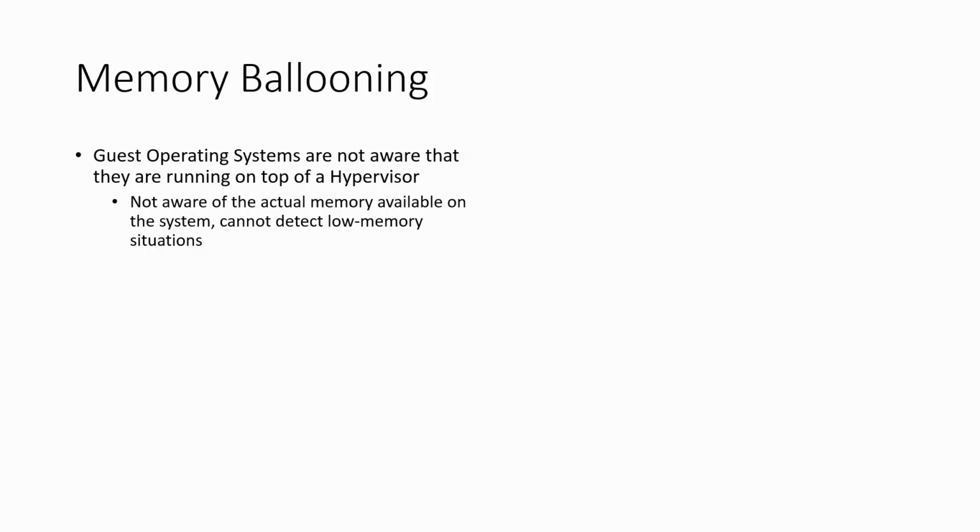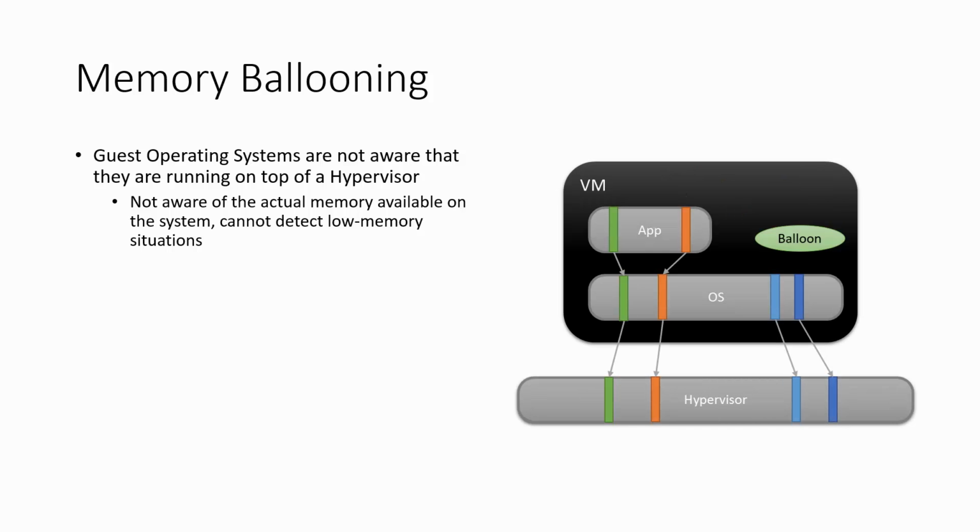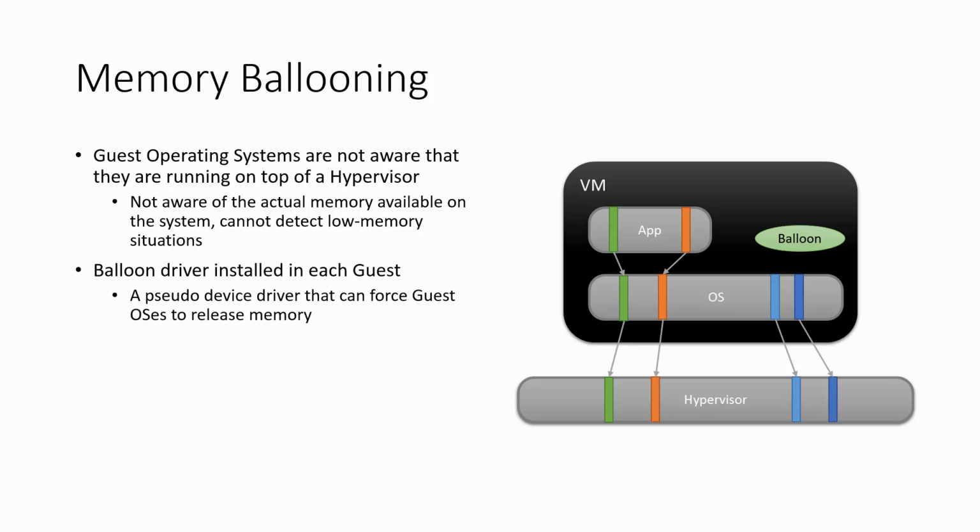Another interesting technique that ESX uses is called memory ballooning. Guest operating systems that run on top of a hypervisor are usually not aware that they are running on top of a hypervisor. Because of this, they may not be aware of the actual memory available on the system, and they cannot detect low memory conditions. So in ESX, there is a memory ballooning technique. With this, they install a balloon driver in each guest. This is a pseudo device driver that can force guest OSs to release memory.